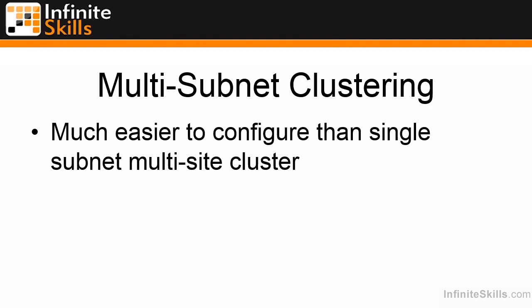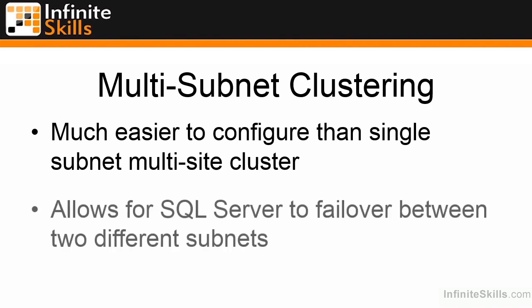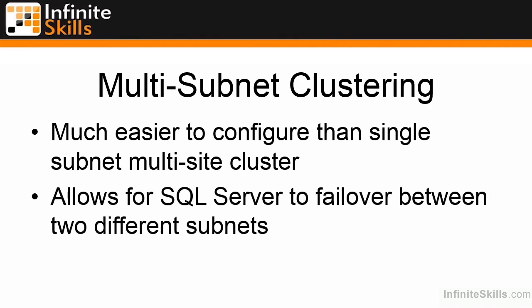We simply install nodes on each subnet. When those nodes are clustered, we simply tell SQL Server to use both subnets as part of the configuration. This is going to allow the SQL Server to fail over between the two subnets. Again, this is primarily going to be used for a multi-site configuration. For example, disaster recovery between two data centers.